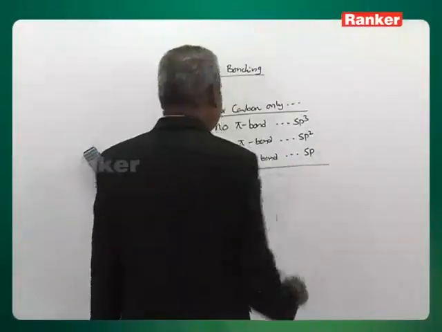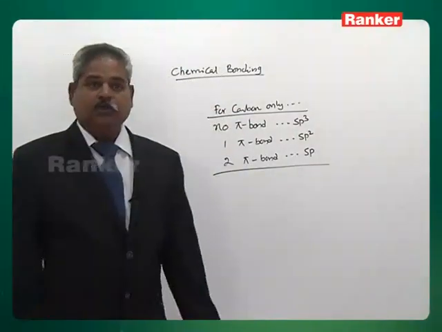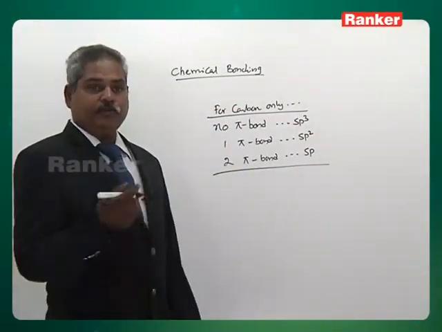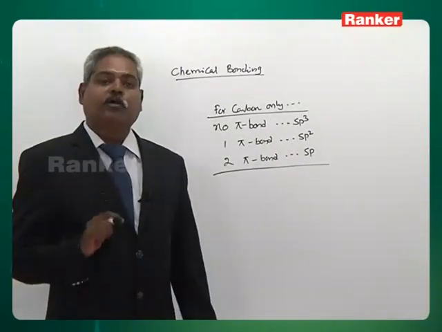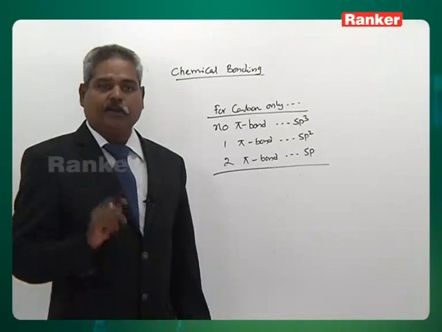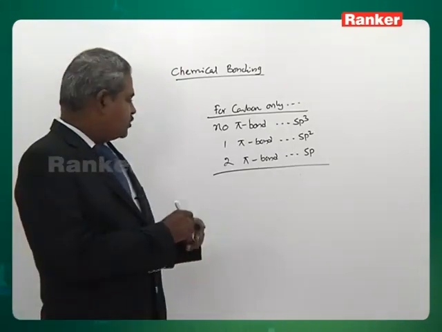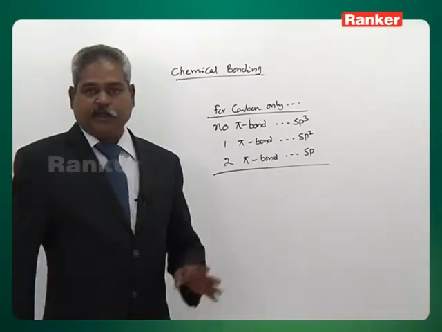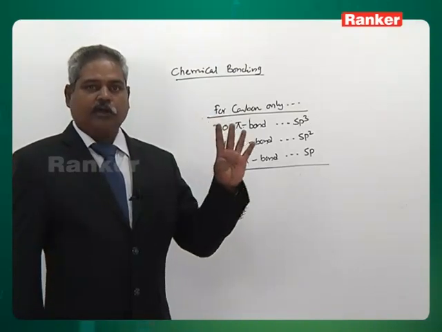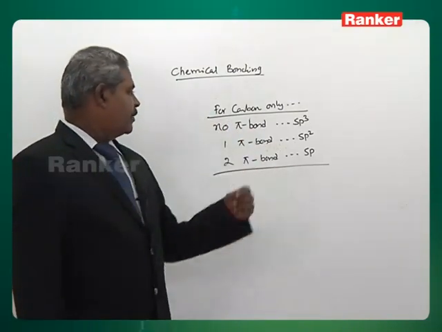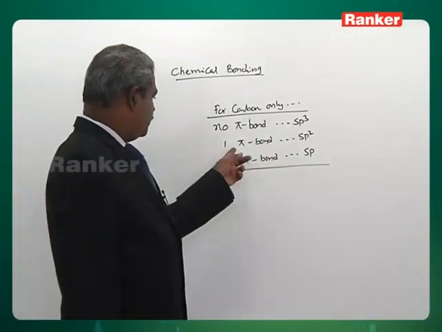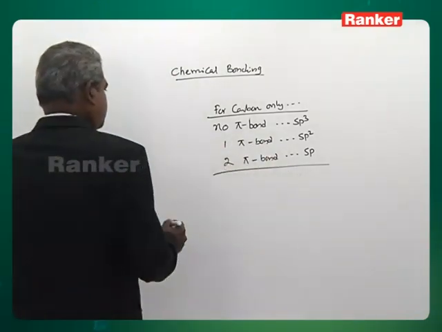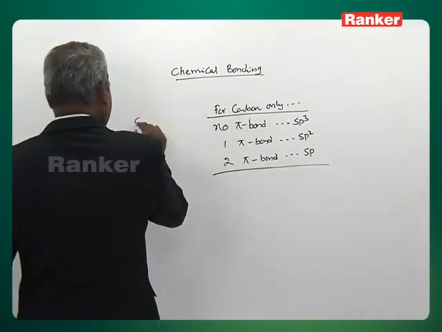What does it tell you? Pi bonds are eating into pure orbitals. Pi bonds are consuming pure orbitals. They don't want hybrid orbitals. So, carbon forming one pi bond means it has four orbitals and you have to leave one p. Using that p, a pi bond is formed. No pi bond, sp3.